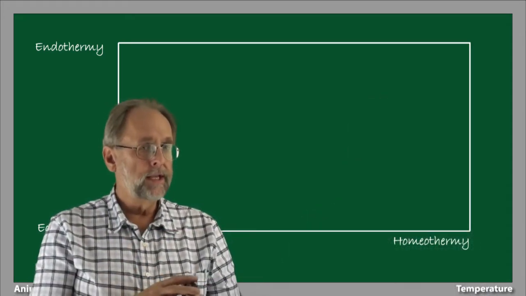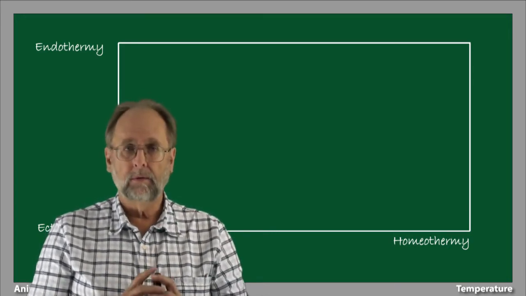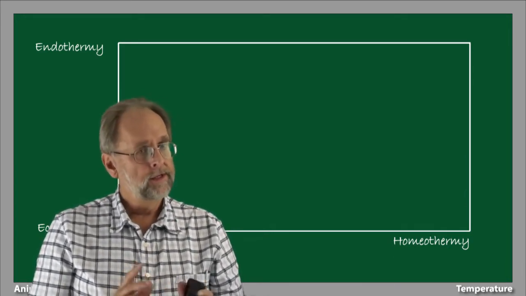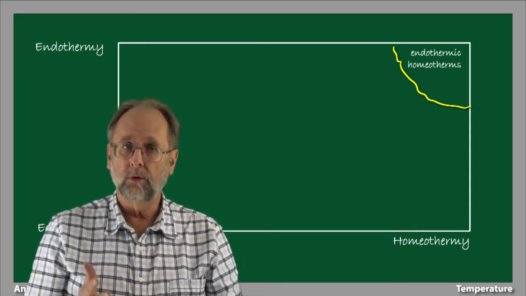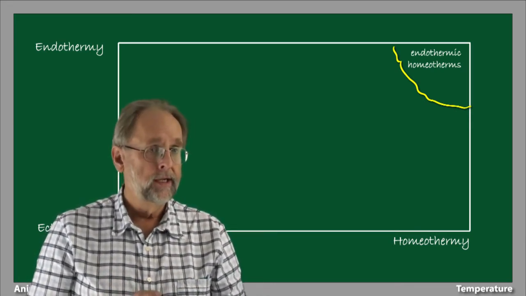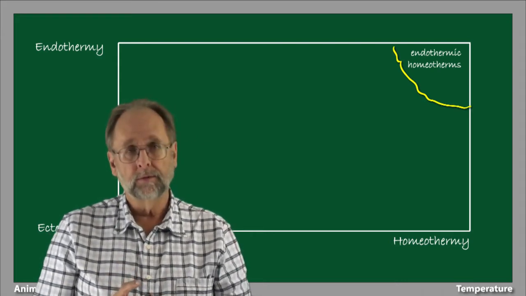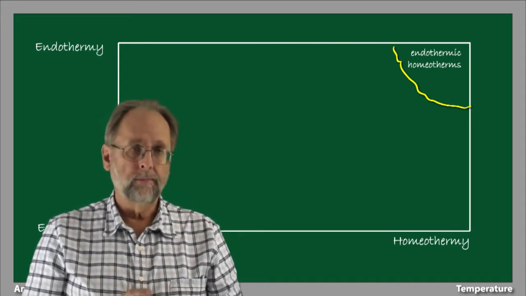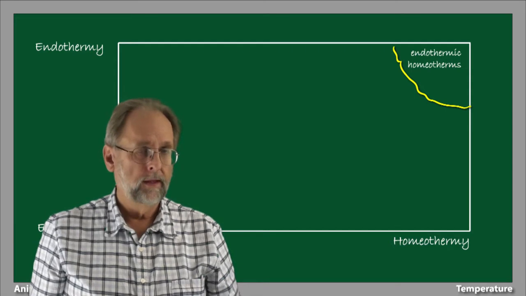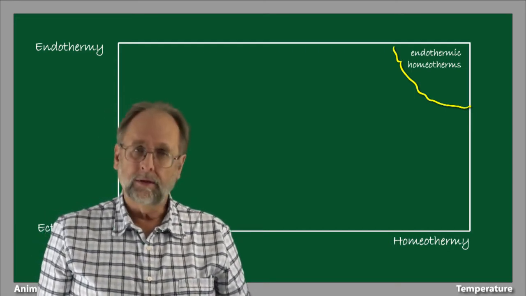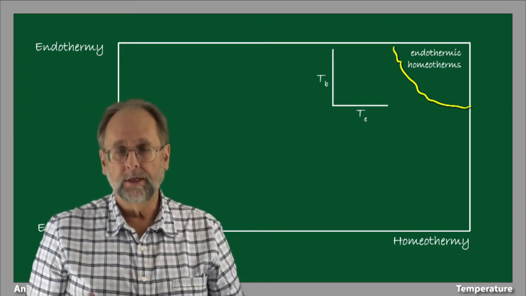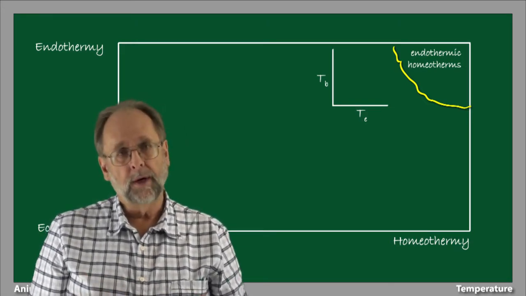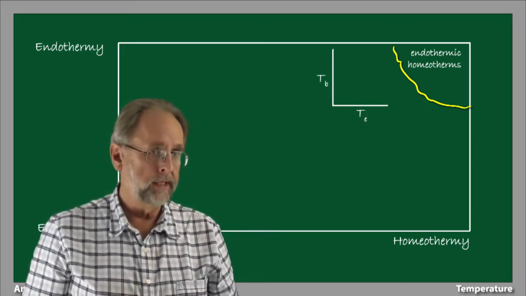Let's start with the easy case, up here in the upper right-hand corner. This area is occupied by endotherms that are also homeotherms, or, as we might state succinctly, the endothermic homeotherms. These are creatures like mammals and birds. We can elaborate on this with a little subplot, which plots variation of environmental temperature, T sub E, versus body temperature, T sub B.